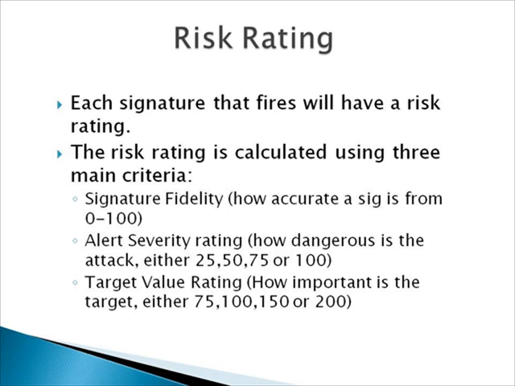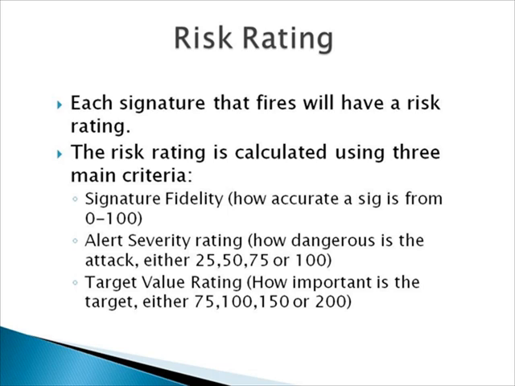Alert severity rating is how dangerous do we think the attack is. And like you can see there, it's fairly limited as to what that can be set to: 25, 50, 75, or 100. Nice even quarters there. So if I think this is a very dangerous attack, I would set my alert severity rating to 100. If I thought it was a not so dangerous attack, maybe I'd set it to 25.